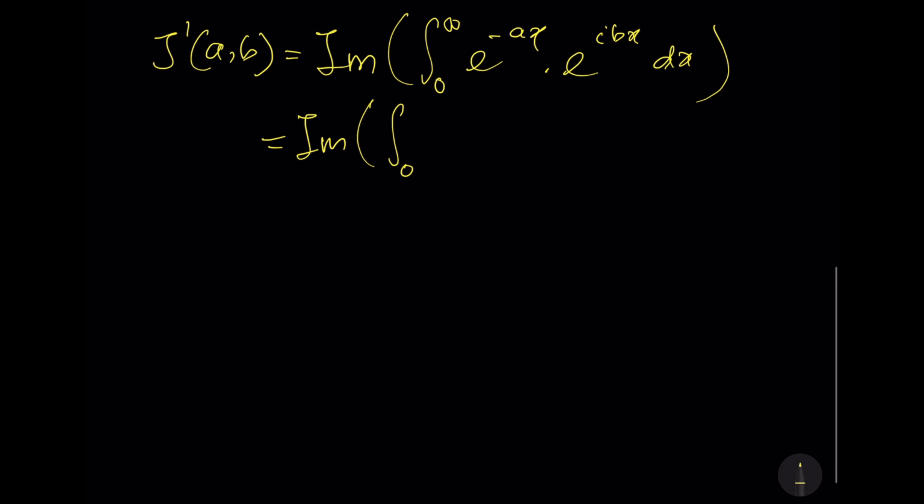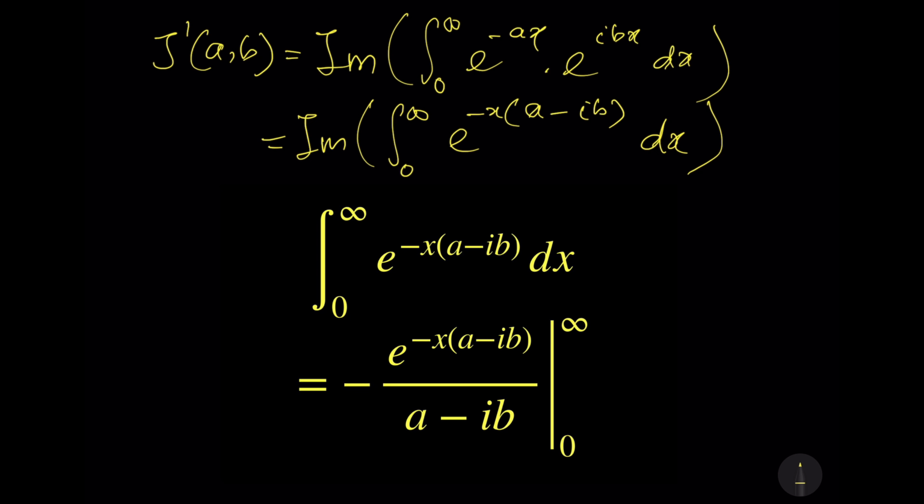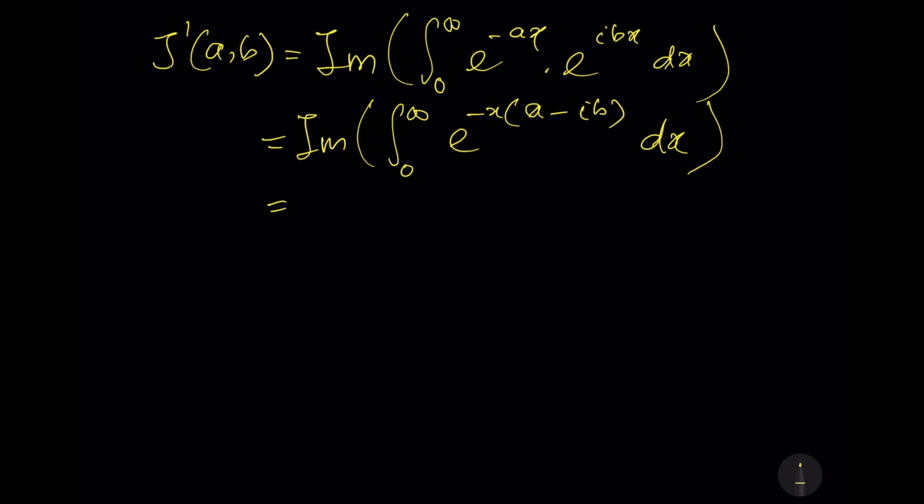We can combine the integrand to become e to the power negative x multiplied by (a minus ib). The other parts remain the same. This is integrable, which equals negative e to the power negative x multiplied by (a minus ib), and then the whole thing divided by (a minus ib). We know e to the power negative infinity approaches 0 and e to the power 0 is 1. Therefore, we obtain Im of 1 divided by (a minus ib).